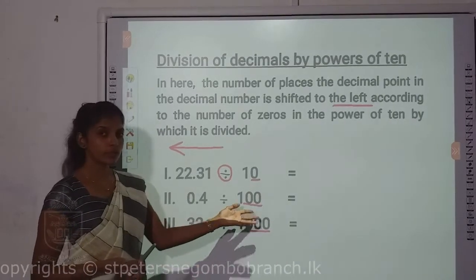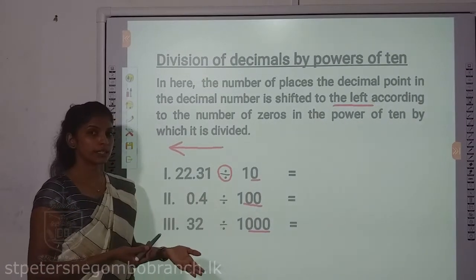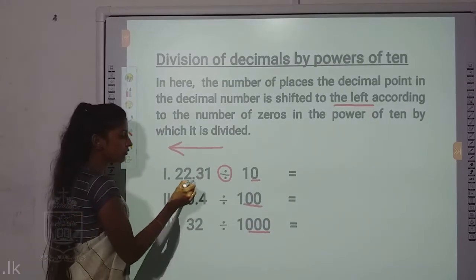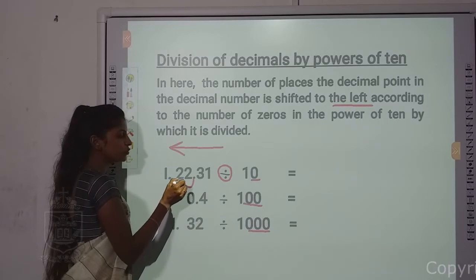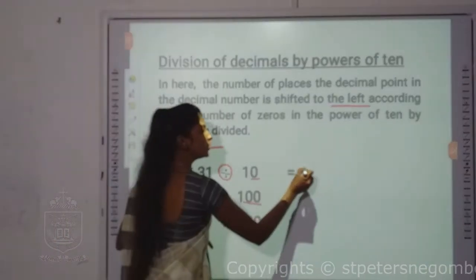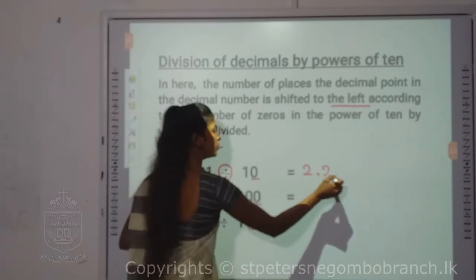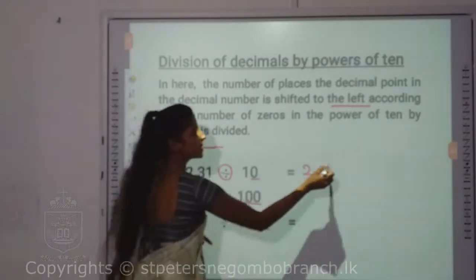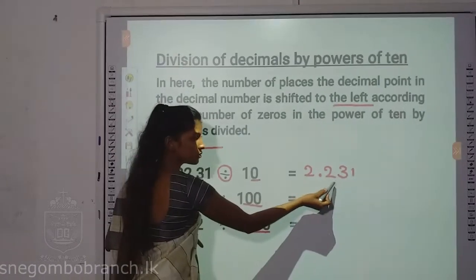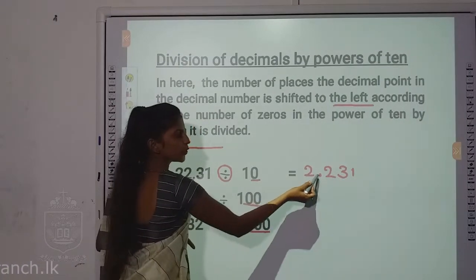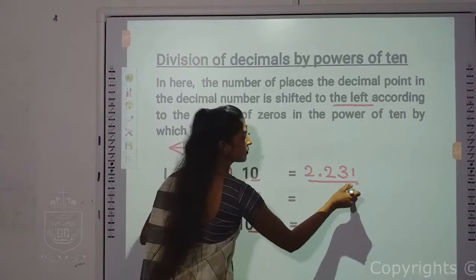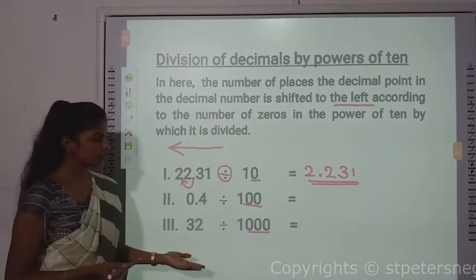1, 0, which means one move should be taken from the initial point to the left side. So from here, one move should be taken to the left. So what will be the answer? 2.2. Write the remaining numbers, 3, 1. Initial point was here. You took one move, so the point is there. 2.231 is the final answer. Same way, you can do the rest here.